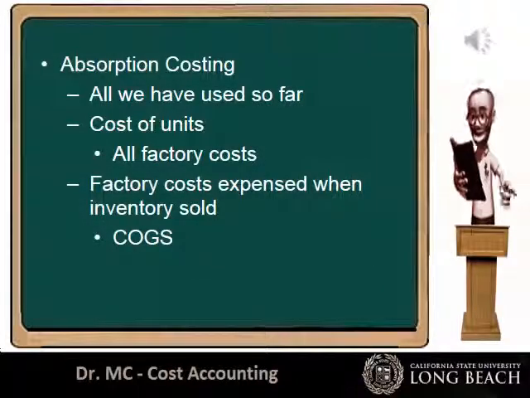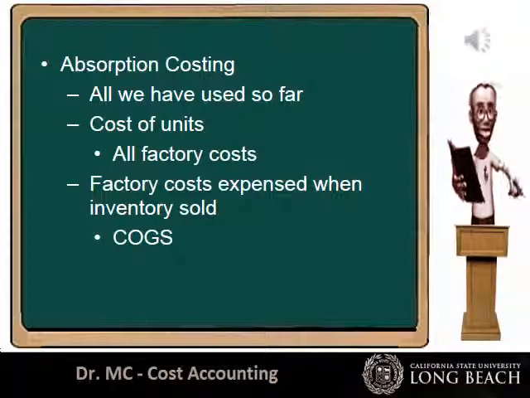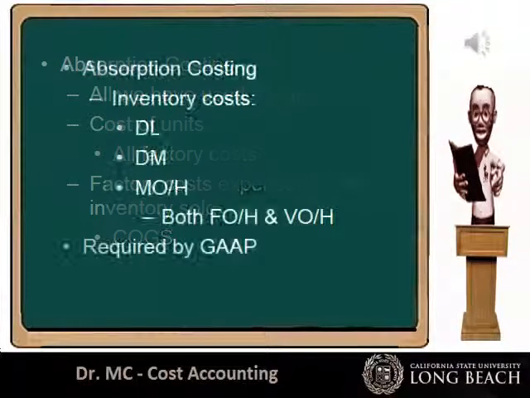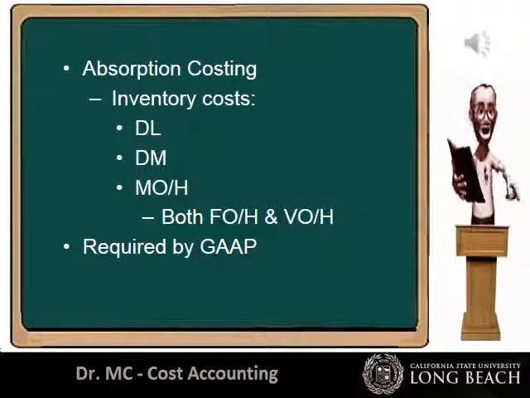As mentioned previously, everything we have discussed so far follows absorption costing. With absorption costing, the cost to produce a unit includes all of your factory's costs. As far as we are concerned, with absorption costing, nothing in the factory is immediately expensed. Factory costs become the cost of your inventory, and they are expensed as cost of goods sold only when the units are sold. Under absorption costing, the cost to produce a unit consists of direct labor, direct materials, fixed factory overhead and variable factory overhead. GAAP requires the use of absorption costing when preparing financial statements.